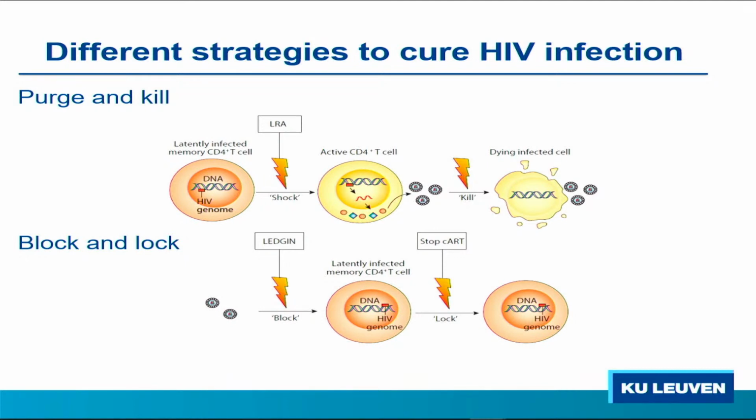And the two main approaches that are being used are shown here, which is the purge and kill and the block and lock. In the purge and kill approach, the idea is the latent provirus is latent. It cannot be recognized by the immune system because it's not active. Let's give agents, compounds, drugs that activate the virus. So we purge the virus out of its sleep so that either the cell dies because of the toxicity of the virus, shown here, or the immune system recognizes these activated cells and then kills these cells. So you will purge or shock and then kill. So that's the purge and kill or the shock and kill approach.